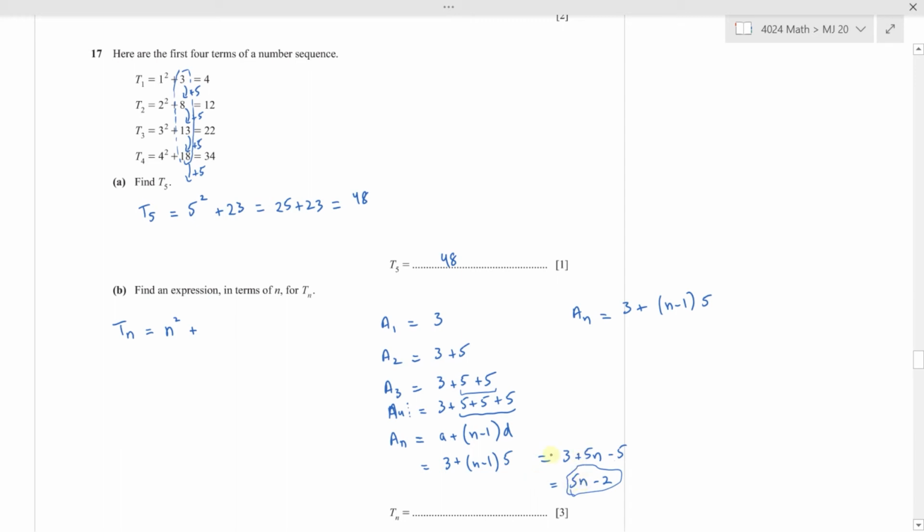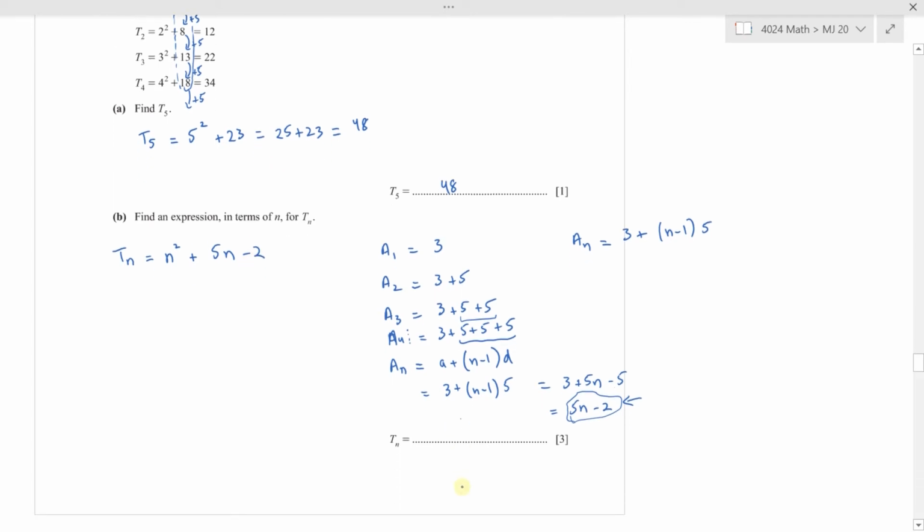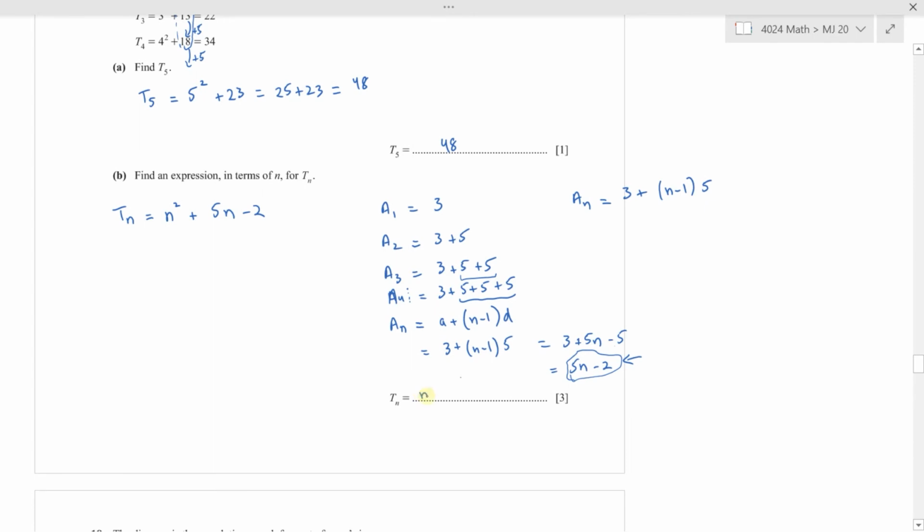So that is the term that you will add to your sequence. You have n squared plus this term here, which is 5n minus 2. So your final answer here, for Tn, will be n squared plus 5n minus 2.